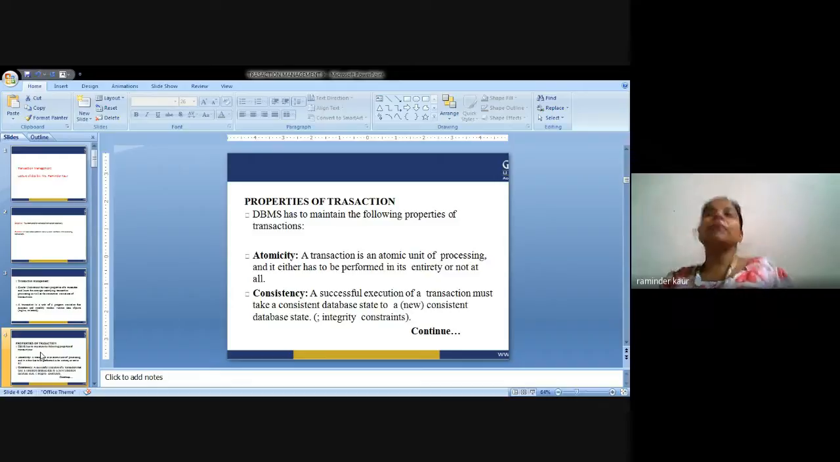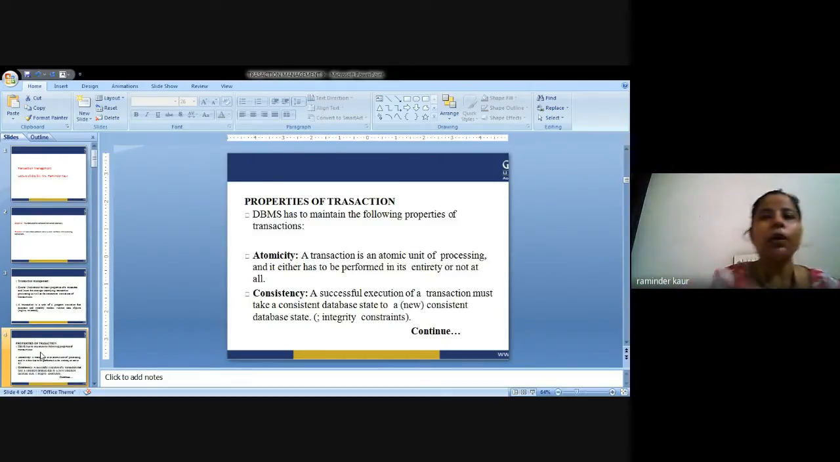Now, how does atomicity happen in the real sense? How is atomicity possible in the real sense? I am going to tell you about the same. How atomicity is practically possible. Atomicity means either all the operations of the transaction are reflected properly, or none are reflected.